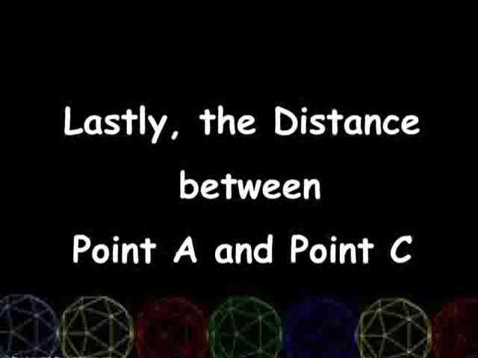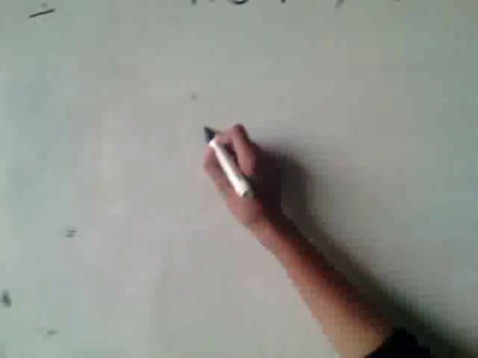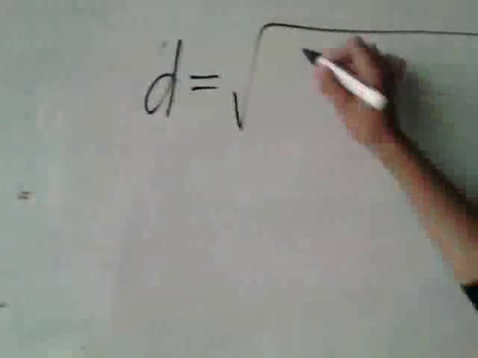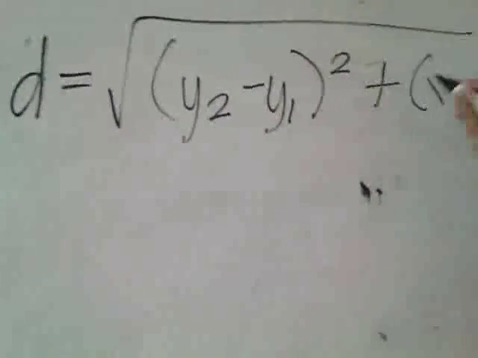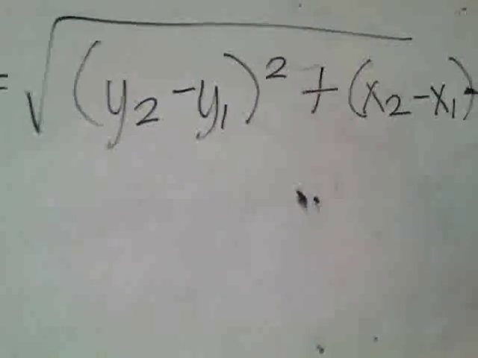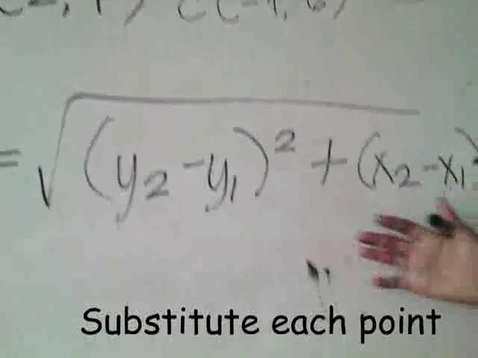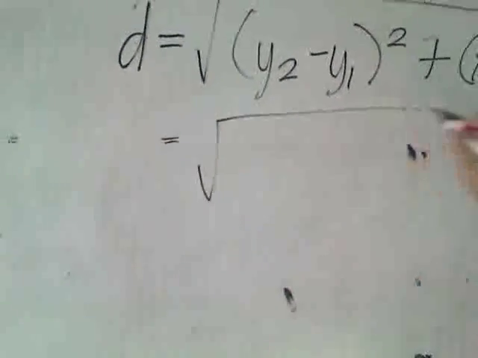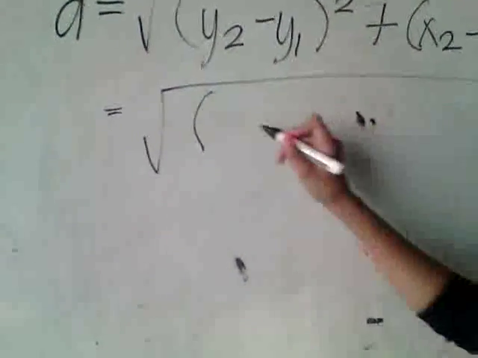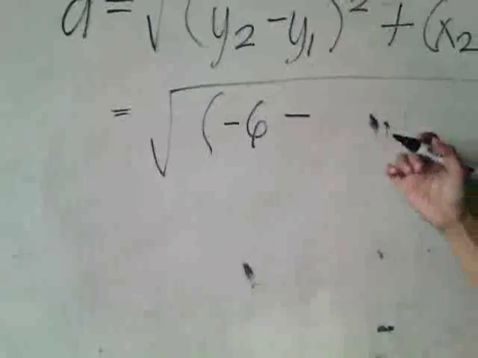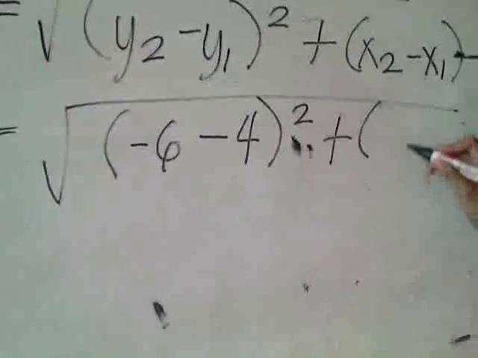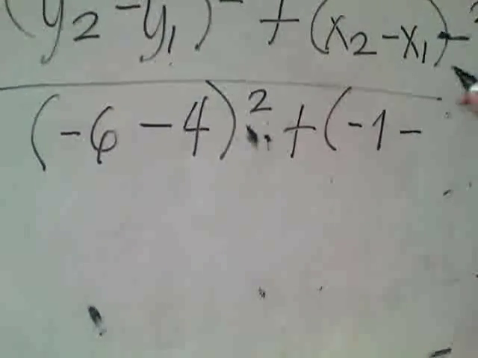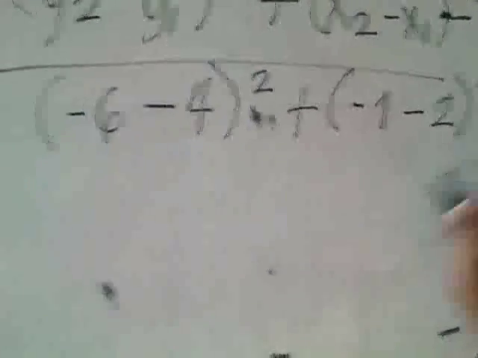And lastly, the distance between point A and C. So, the formula is d equals the square root of (y sub 2 minus y sub 1) squared plus (x sub 2 minus x sub 1) squared. So, we substitute each point into this formula. So, y sub 2 is negative 6 minus y sub 1, which is 4, squared, plus x sub 2, which is negative 1, minus x sub 1, which is 2, squared.